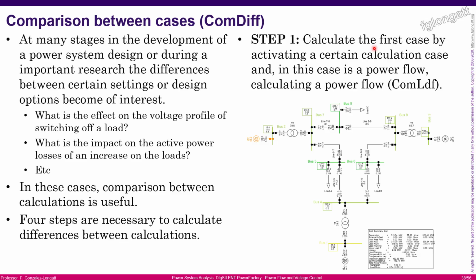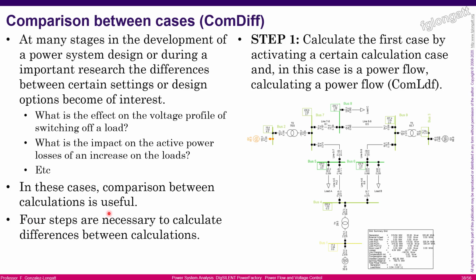Okay. There are many cases during the planning studies where you are interested to know the difference between two different scenarios in terms of the steady-state performance. For instance, if one load is increased or one load is switched off, what are the changes that you can find inside the power system? Or what is the impact on the active power losses if you increase a load? I mean, there are many situations inside power system planning where you are interested to know changes, and in those cases, it's very useful if you have a tool that allows you to make comparison between cases.